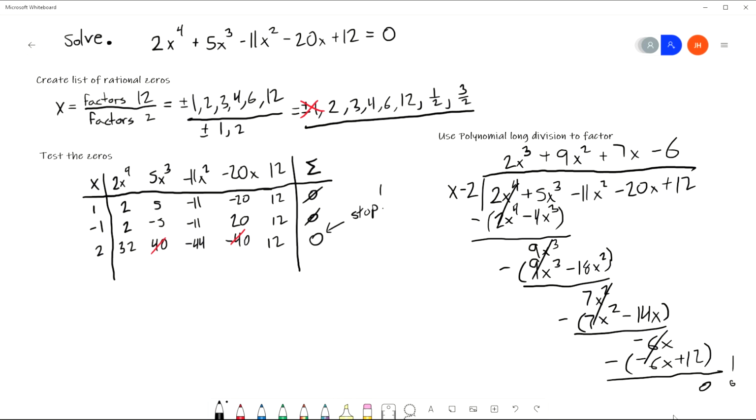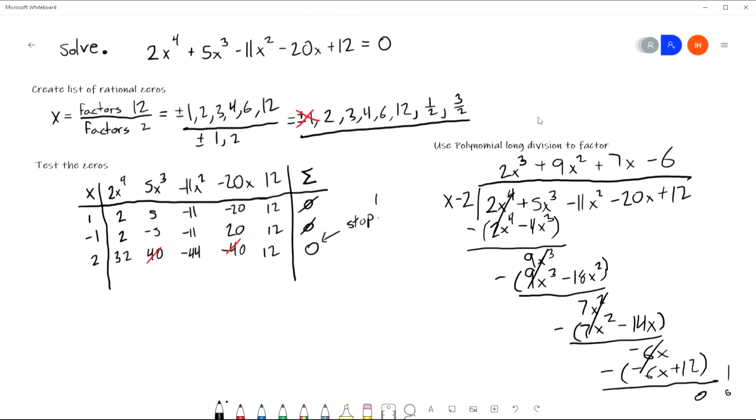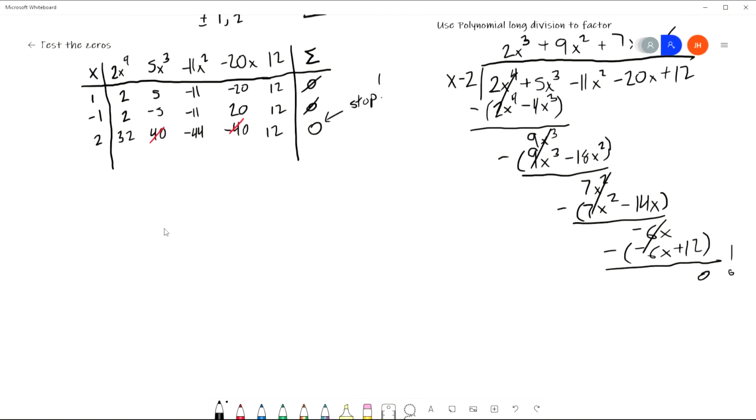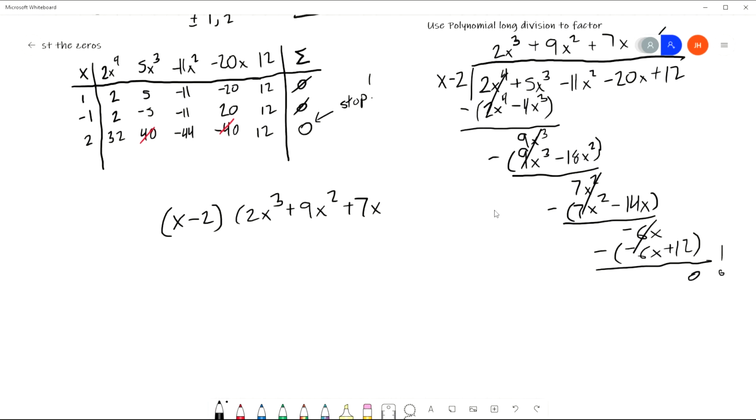Yay! We did it. So, what have we done so far? We figured out that this 2x to the 4 plus 5x cubed minus 11x squared minus 20x plus 12 is equal to, I'm going to write it down here, x minus 2 times 2x cubed plus 9x squared plus 7x. What's that last piece? Minus 6. Awesome. And that equals 0.